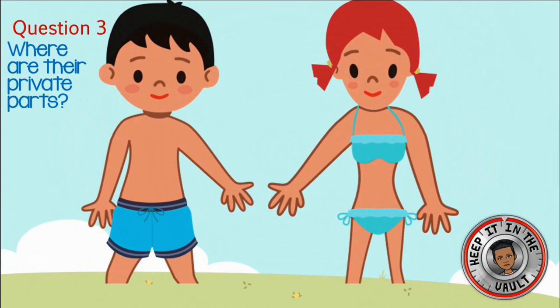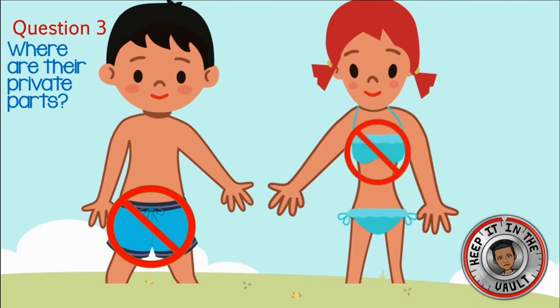Question 3. Where are their private parts? Okay, let's start with the boy. Can you point to his private part? You got it. Did you say his penis? That's right. What about the girl? What are her private parts? Can you point to them? Okay, her breasts and her vulva. Those are the private parts. Good job, guys.